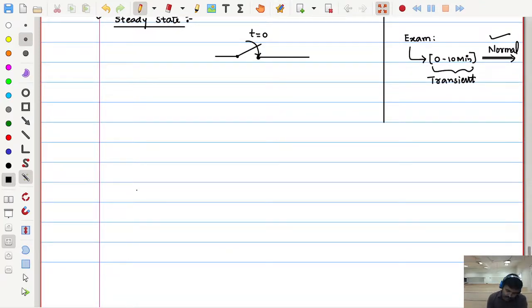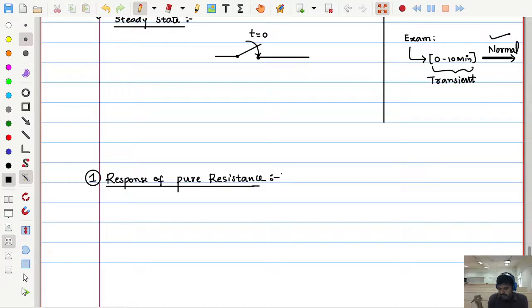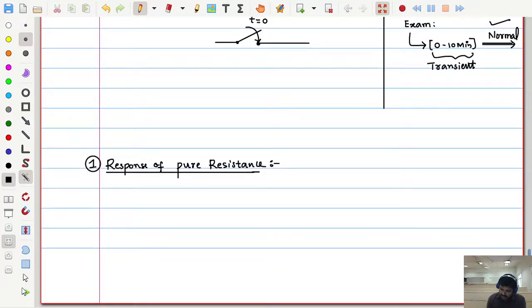Let us take the response of the first element, that is the response of resistance, or pure resistance. One should understand what is meant by the response. Response means output. So now let me take a resistor, and the resistor has two terminals whose value is R.